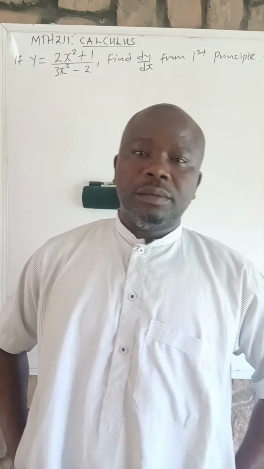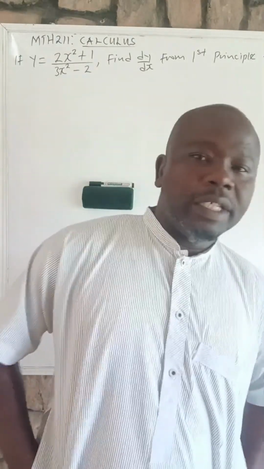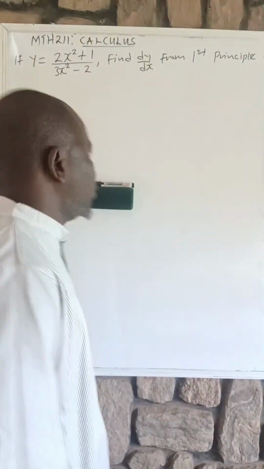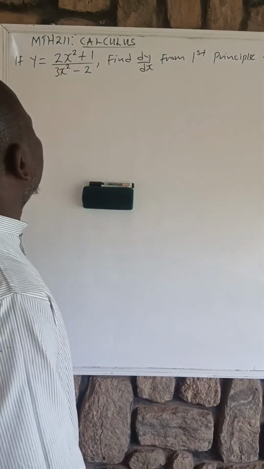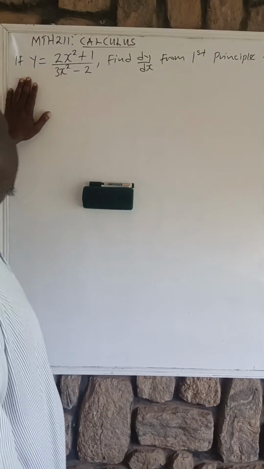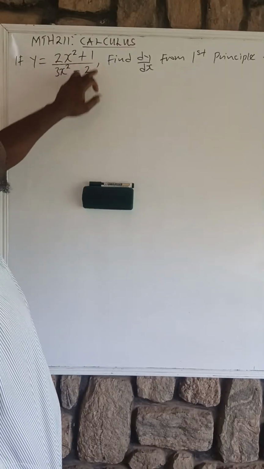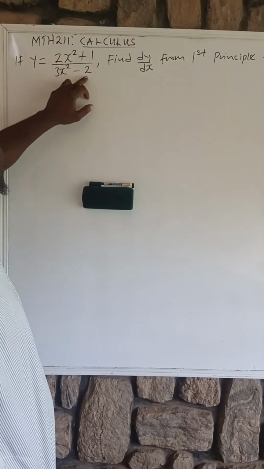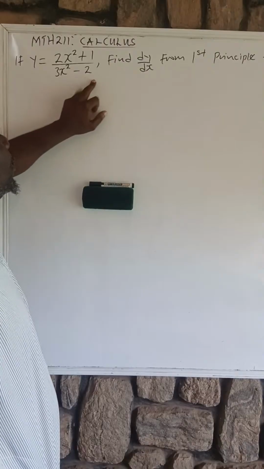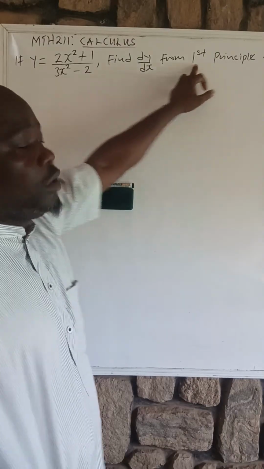This morning, I will be looking at this particular question. Here is the question: if y equals (2x squared plus 1) all over (3x squared minus 2), find dy over dx from first principle.